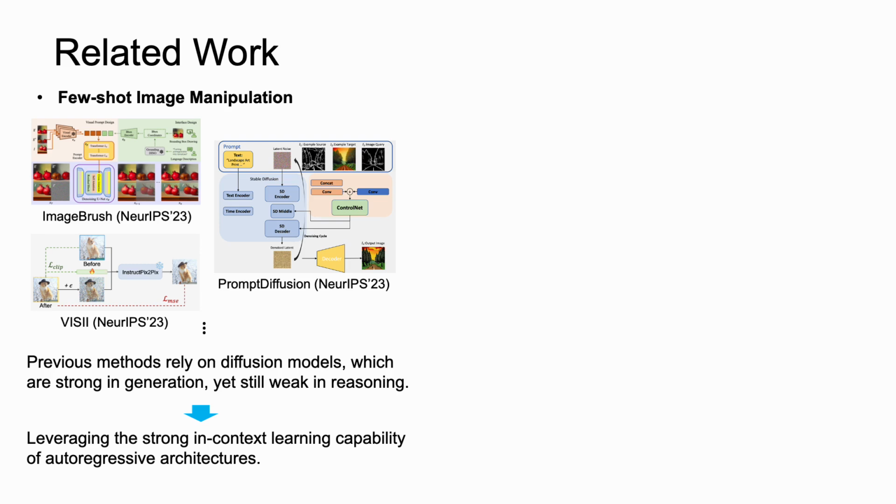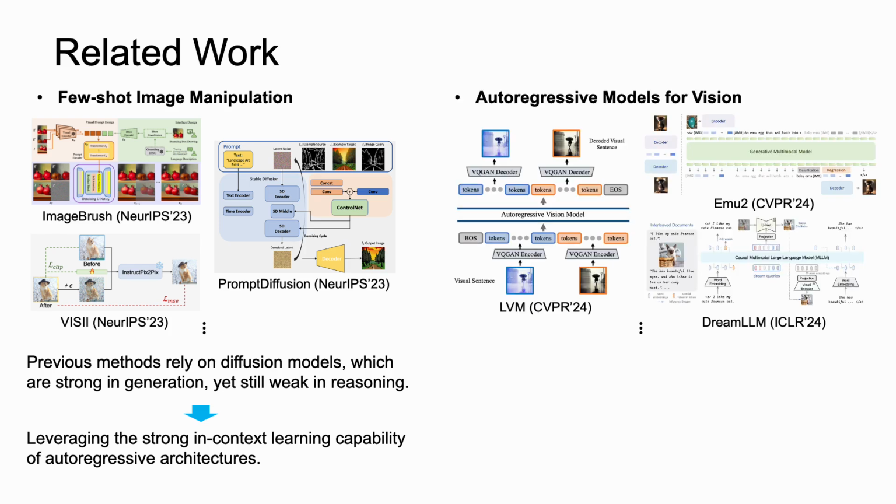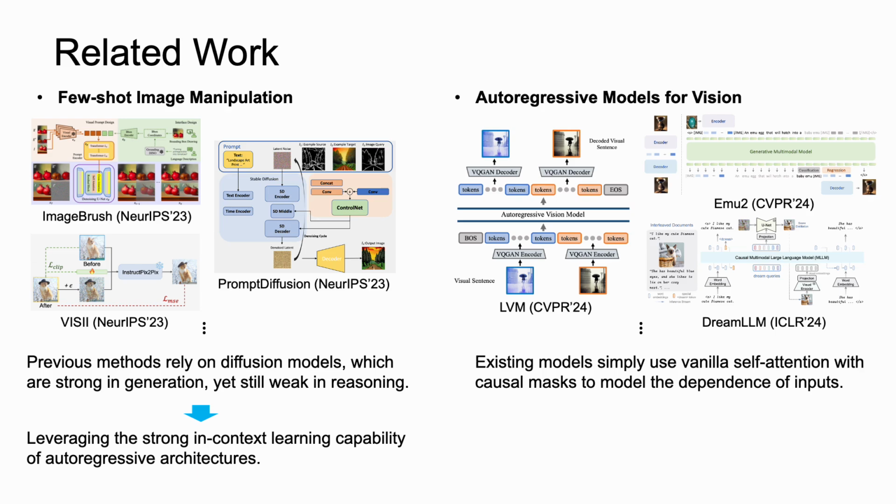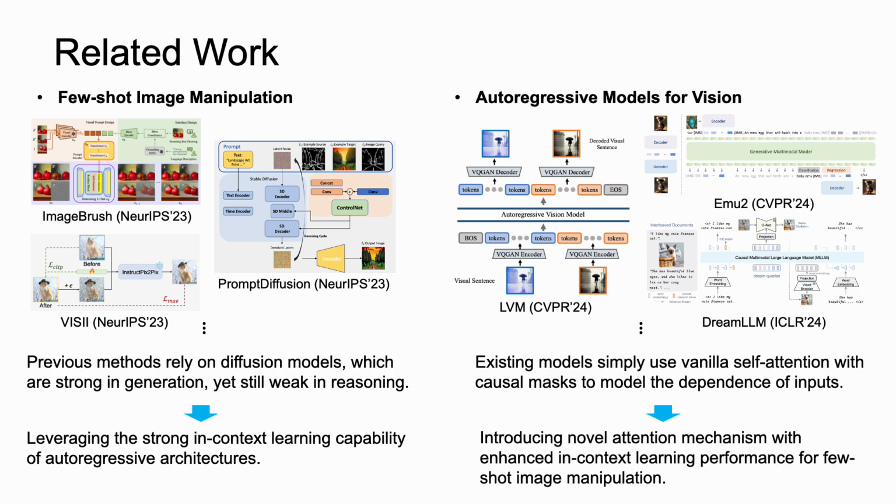In this paper, we attempt to solve the few-shot image manipulation problem by leveraging the in-context learning feature of autoregressive models. There are many existing methods that turn an autoregressive model into a generalist for various visual tasks. However, when doing in-context learning, most existing models just rely on the vanilla self-attention to model the dependence of examples and the desired output. The in-context learning capability may not be fully unleashed. In this work, we propose a multi-modal autoregressive model with a novel attention mechanism to enhance the in-context learning performance for few-shot image manipulation.